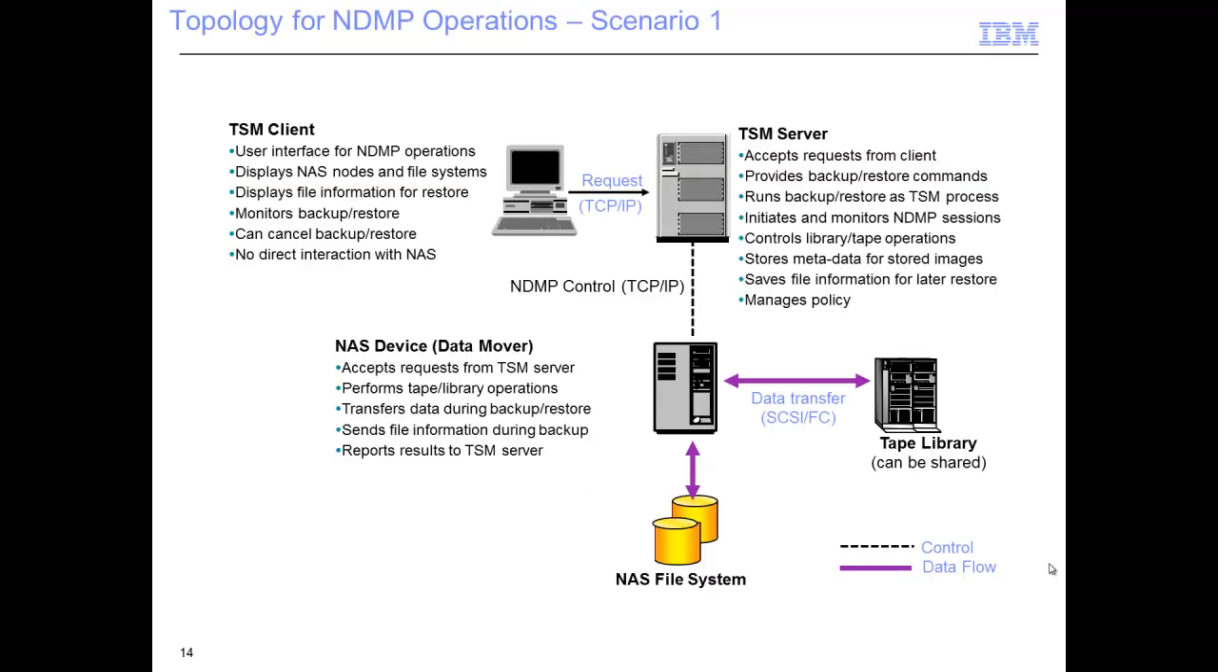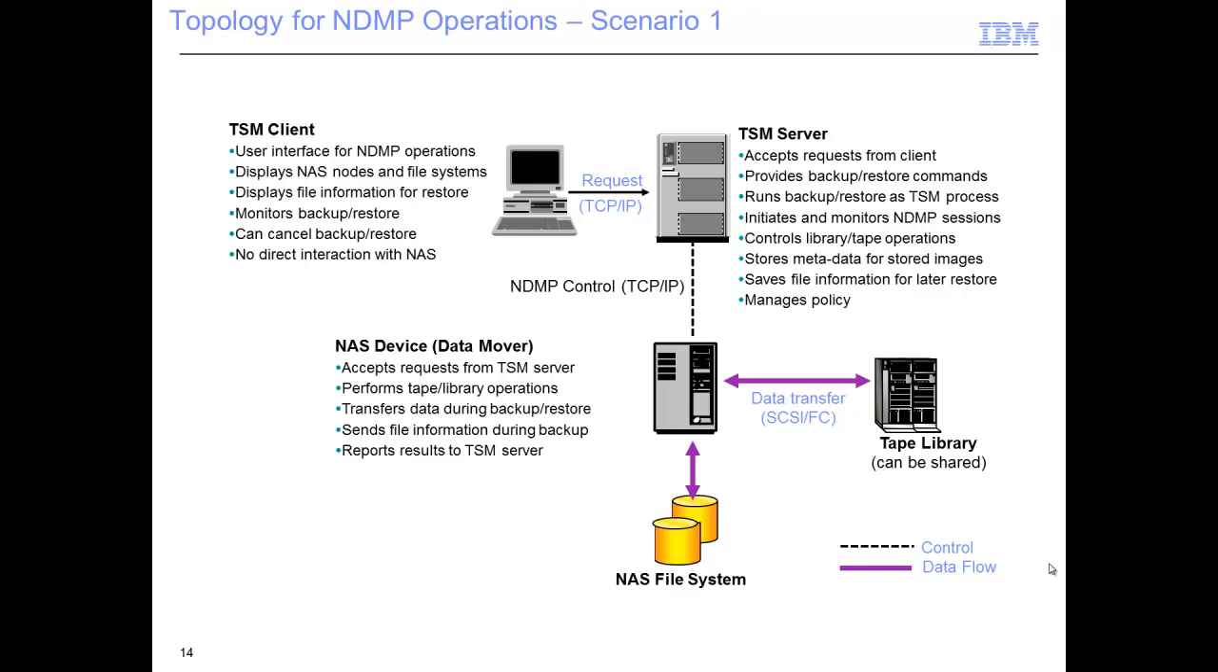So let's look at the first scenario for how we would back up a NAS device using NDMP. In this case, we have the NAS file systems, and the NAS filer has a tape library attached to it. Now, this library could also be shared with Tivoli Storage Manager, or it could just be dedicated to that NAS filer. The Tivoli Storage Manager client will kick off the request to do an NDMP backup. This might be an on-demand request, or it might be a scheduled request. So the Tivoli Storage Manager server accepts this request to do a backup.